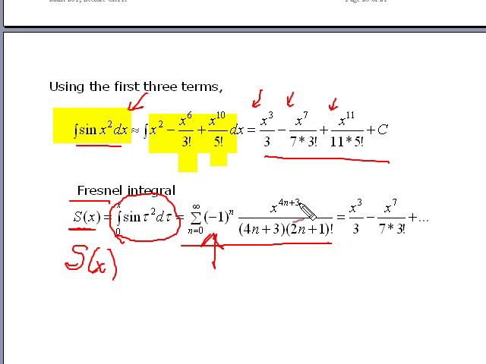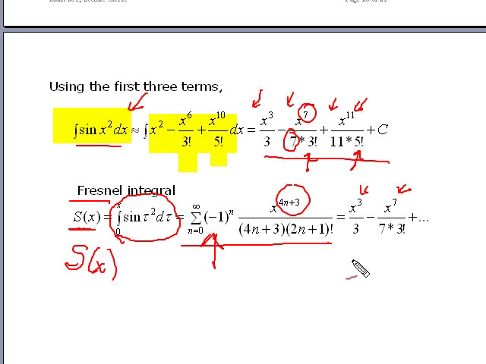Now, x is raised to the 4n plus 3. When n is 0, it's cubed, first term. When n is 1, it's 7. When n is 2, that'd be 2 times 4 would be 8 plus 3. There's your 11 right there. Okay, there's our power of x. In the denominator, we have 2n plus 1 factorial. That will give us these odd terms here, the 3 factorial, the 5 factorial, etc. And then this is multiplied by 4n plus 3, which is the same as the power, and that's what we're seeing here.